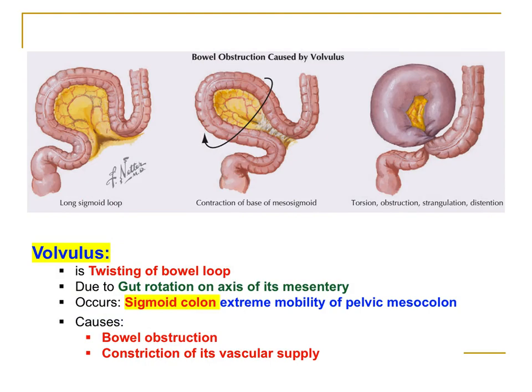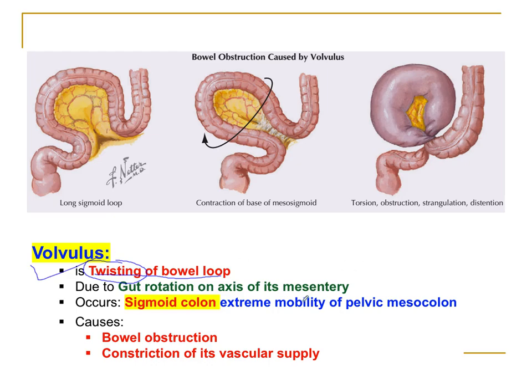Another one is volvulus. Just remember this one as twisting. Twisting of the bowel loop is called volvulus. These are mainly associated with gut rotation. If you remember the rotation of the gut, if there is any problem associated with gut rotation, that condition is called volvulus, and it might occur.